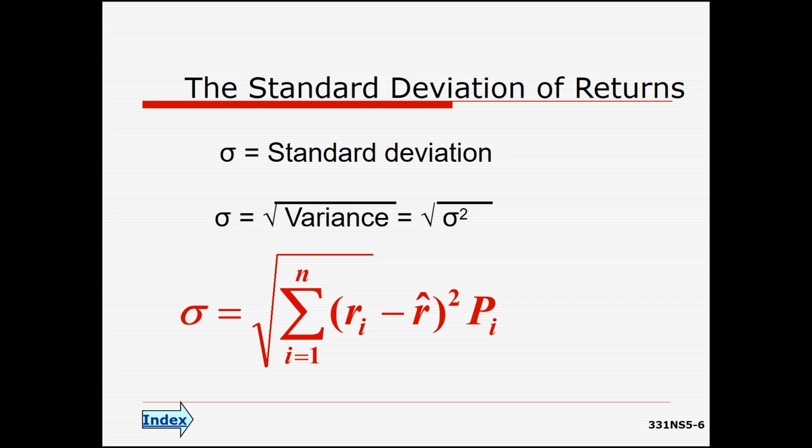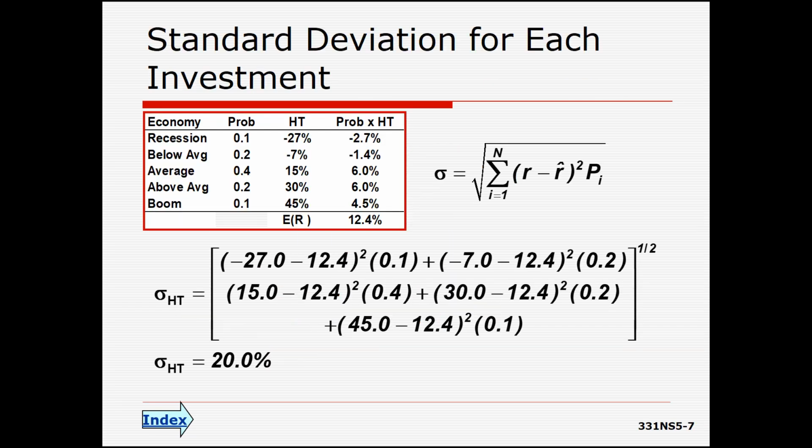But the problem with variance is that if returns are measured in percentages, then the metric for variance is percentage squared. Not very useful. But standard deviation, the square root of variance, is measured in percentages like expected return and is more intuitively comfortable. This formula is for the standard deviation of returns from data presented as a probability distribution, expectational data, not historical. Using high-tech as an example, we found HT's expected return is 12.4%. That value is used in the standard deviation formula.